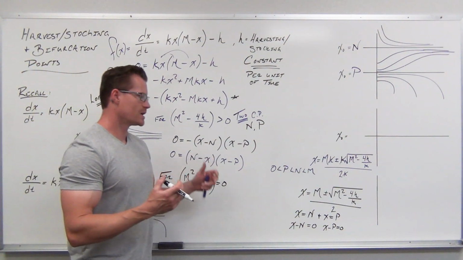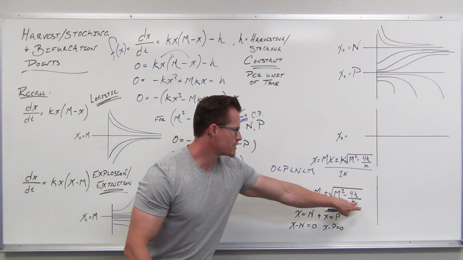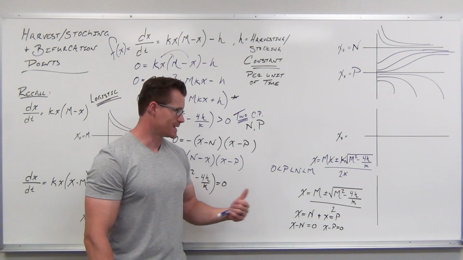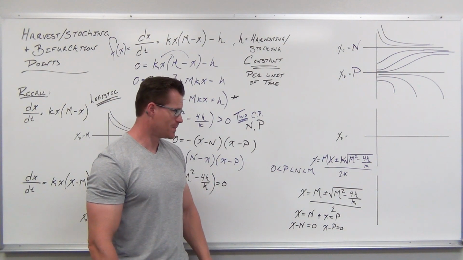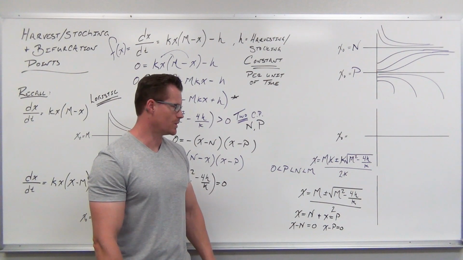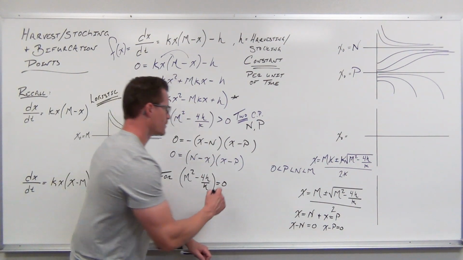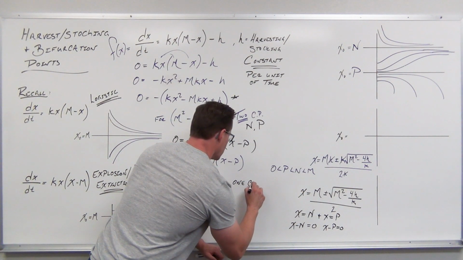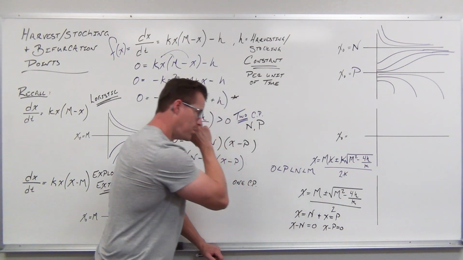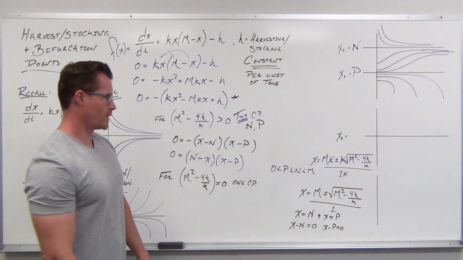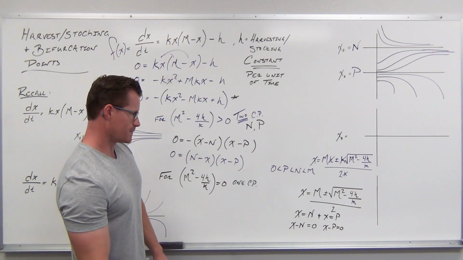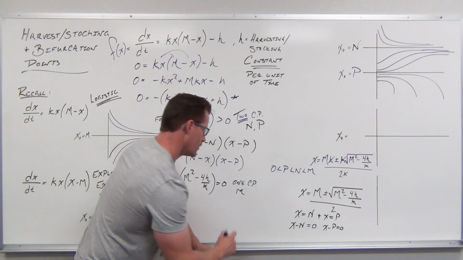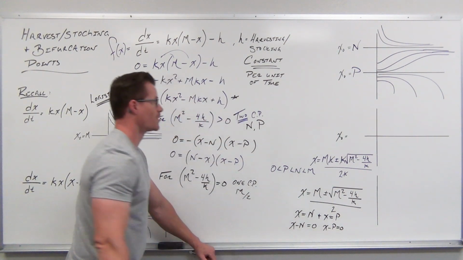Just like the discriminant tells you, if this equals 0, you're going to get one critical point. Your critical point is going to be exactly m plus or minus 0 over 2. You get one critical point. And that critical point happens at, let's see, if that's 0, m over 2.